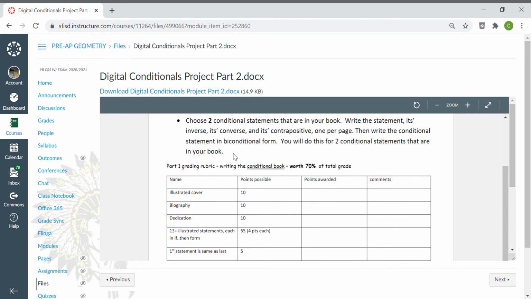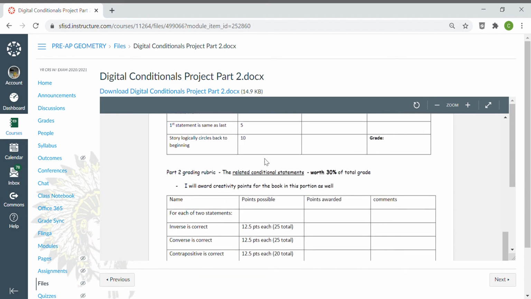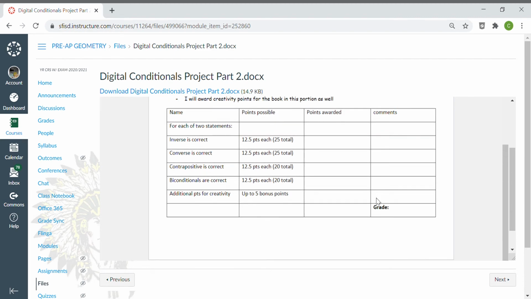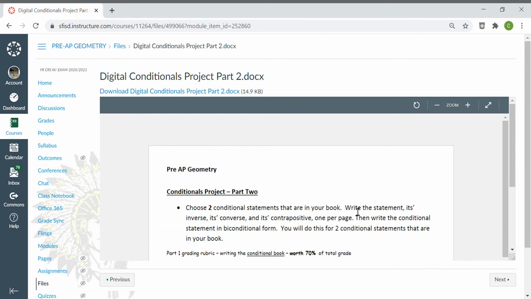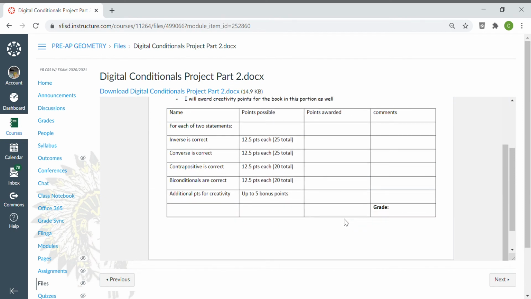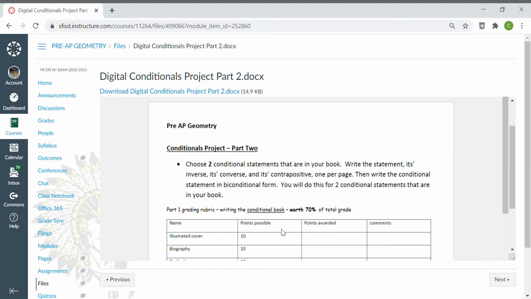The first part of the project, the book that you wrote, is worth 70% of the test grade, and the 2 conditionals that you're getting ready to write the related statements for are going to be worth 30% of your grade. Then I will be giving creativity points for the book part that you wrote as a set of bonus points. So I'll just look for creativity items or extra work or extra effort that you put in.